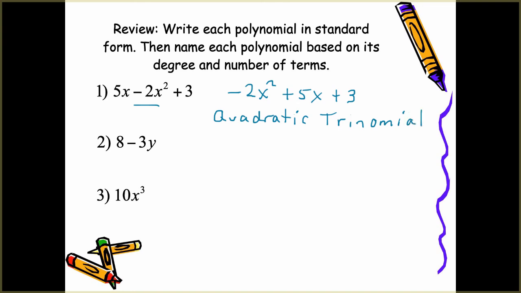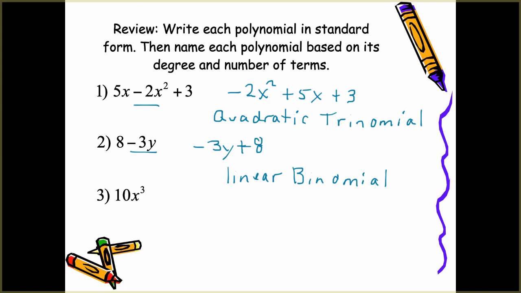All right, next we have 8 minus 3y. We look for the highest degree. The highest degree is 1, so we're going to bring this term first, negative 3y plus 8. This has a degree of 1. We've seen equations like this, and if you would graph this, you get a line. So this is called linear. We have 2 terms, so it's a binomial. It's a linear binomial. And the last one, we have 10x cubed.